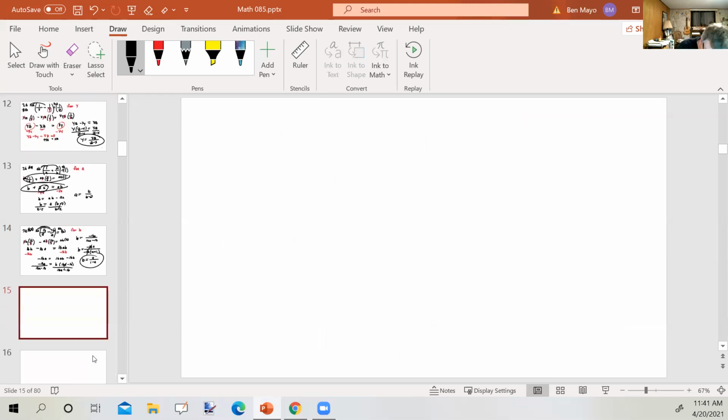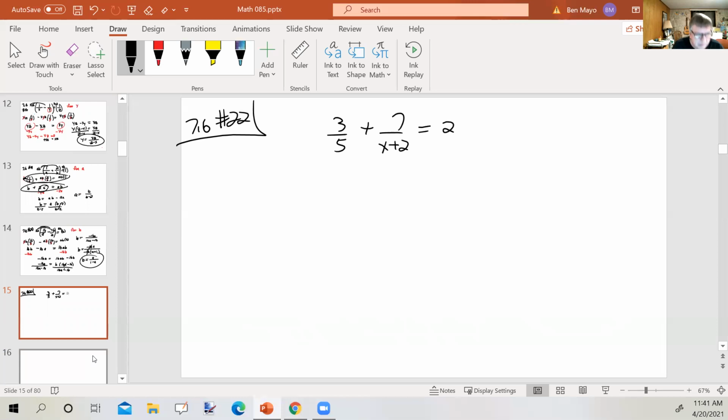Yes. Okay, 7.6 number 22. And that says solve the equation. So we've got 3/5 plus 7 over x plus 2 equals 2. So I'm going to clear the fractions by multiplying both sides by the LCD, which is 5 times the quantity x plus 2. Are you okay with that?